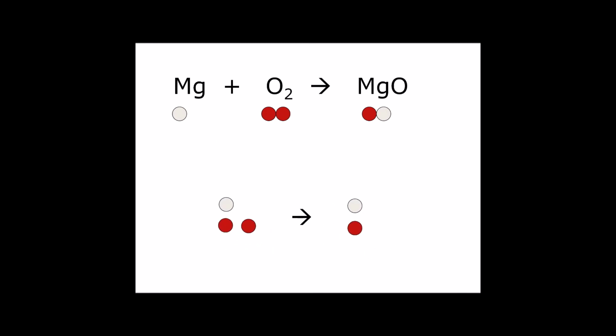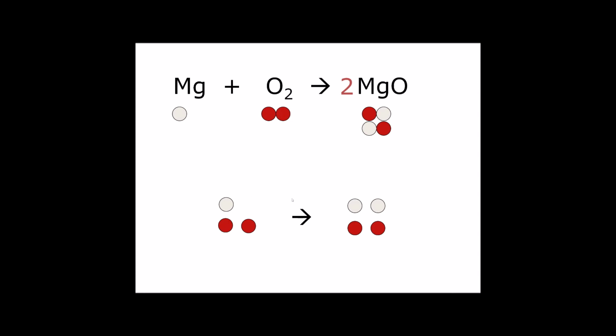Okay, so we can see it's not balanced. We've got too many oxygens on this side, not enough on this side. So what we can do is we can make two lots of magnesium oxide. So we've got one lot of magnesium oxide here, one lot of magnesium oxide here. So we've got two lots of it in total, which now means we've got two magnesiums and two oxygens represented by the red spheres. Now we can see that the number of oxygens on each side is now the same. We've got two on the left hand side and two on the right hand side.